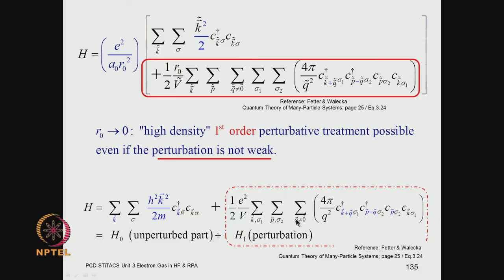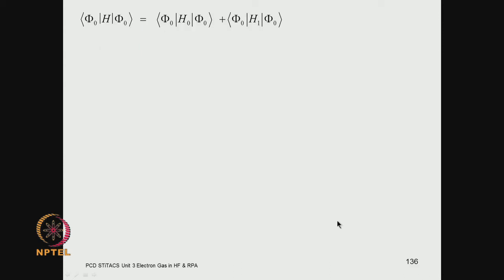The Q equal to 0 terms are taken care of; they are the ones which cancel the background divergence. So the only terms that remain are the terms coming from Q not equal to 0, where Q is the momentum transfer. These terms are scaled by a factor R0, which means that this can be treated perturbatively. So, let us do that.